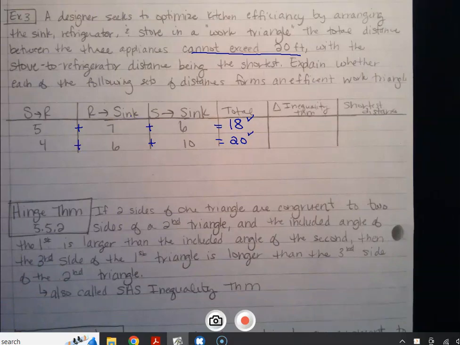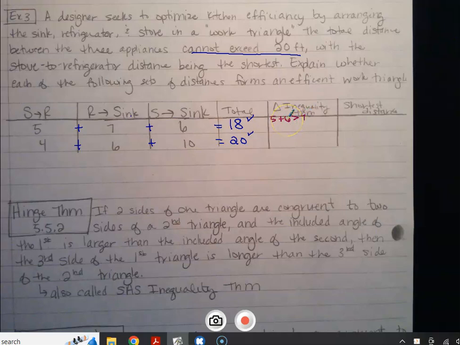The sum of the lengths of any two sides of a triangle is greater than the length of the third side. Okay, so the sum of any two lengths is greater than the third side. So how would we look at that for this first one, this 5, 7, 6? 5 plus 6 is greater than 7. Okay, so 5 plus 6 should be greater than 7.